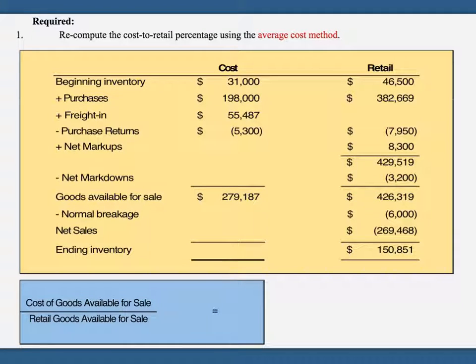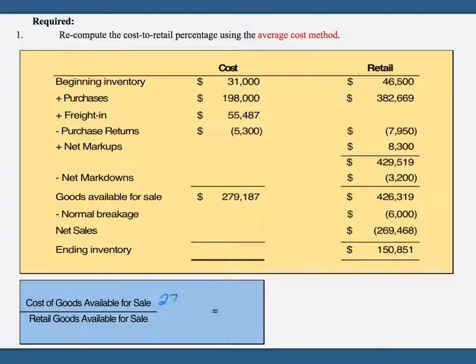Now we move to the second part of the problem, asking us to recompute the cost to retail percentage using the average cost method. With the average cost method, the only difference in ratio is that it does include net markdowns for retail goods available for sale. So we have all the numbers already plugged in here, so we simply need to take the 279,187 for our numerator again, and this time divide it by our goods available for sale, retail, including net markdowns, which will give us 426,319.